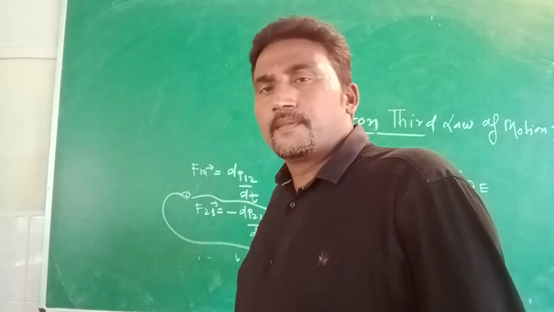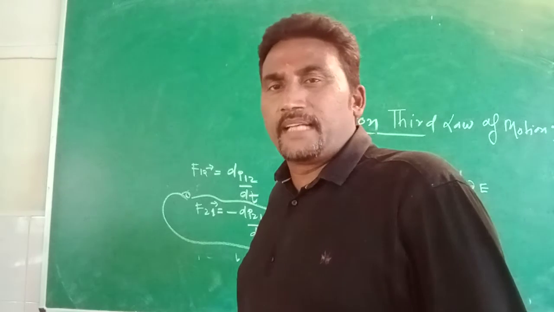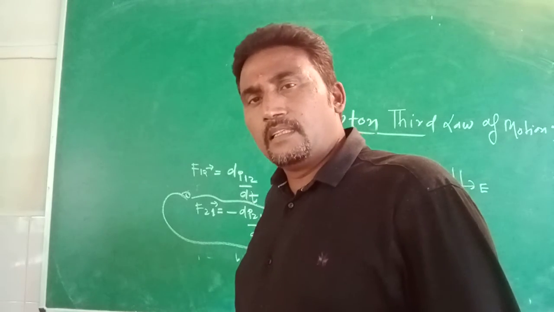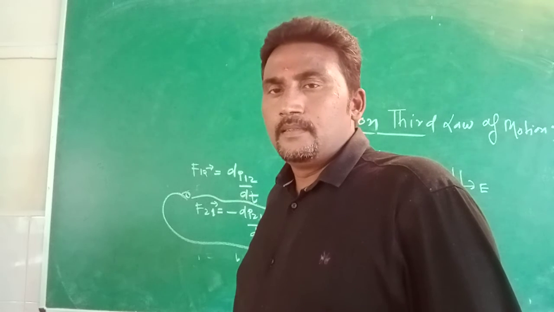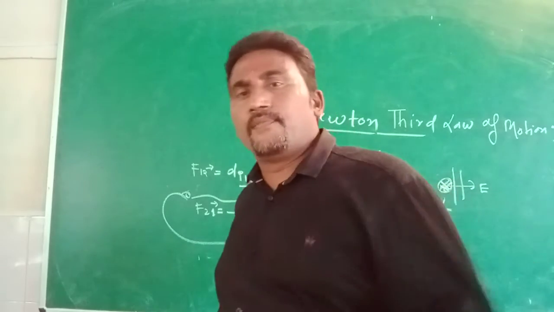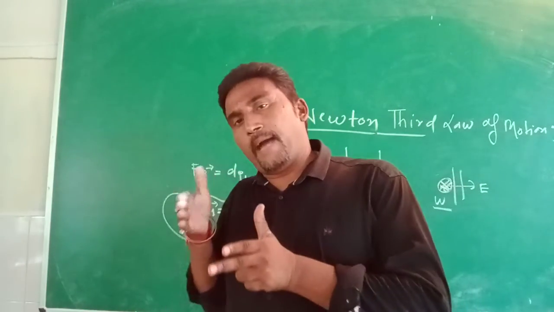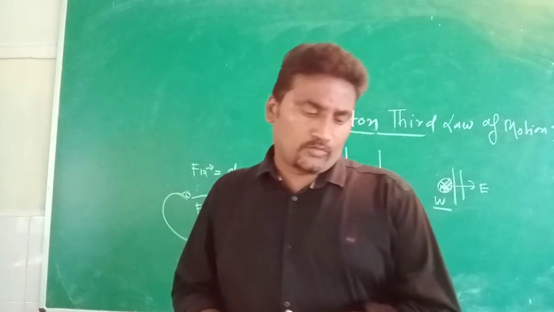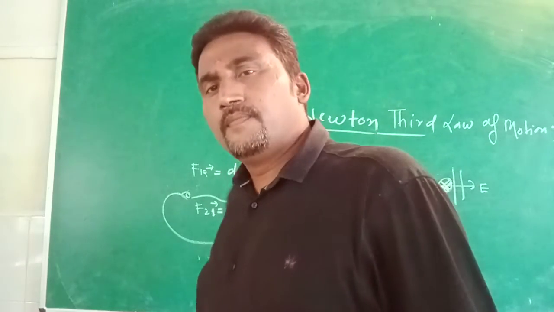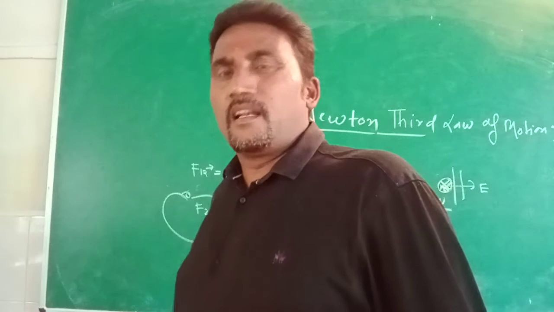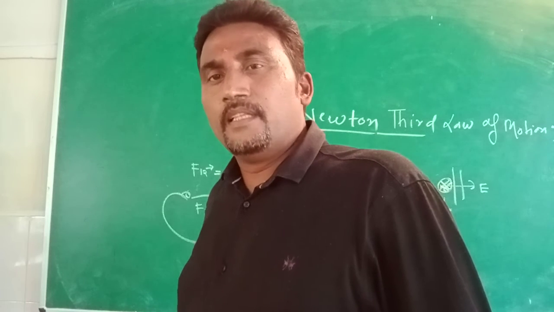For example, when a person applies force on the trigger of a gun or rifle, the bullet is fired in the forward direction, but the gun goes in the backward direction. This also follows Newton's third law of motion. In other words, the momentum of the object changes.